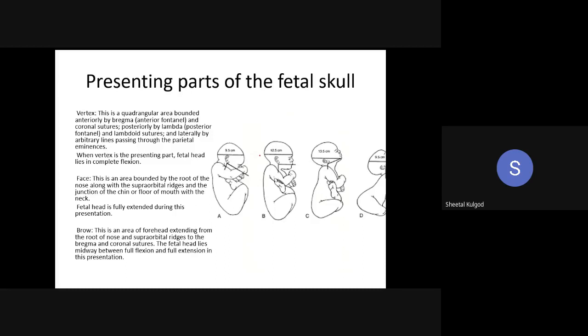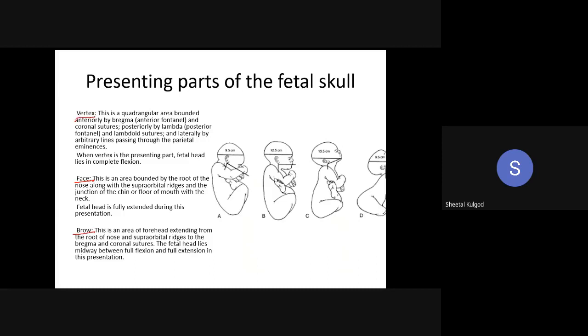So what are the different presenting parts of the fetal skull? You have to remember, it depends on the degree of flexion of the fetal head. Different parts of the fetus will be presenting at the internal os during the time of delivery. What are the different parts of the fetal skull? You have to remember the vertex, then the face, then a part called the brow.